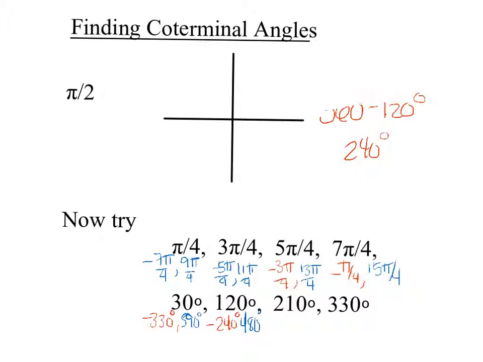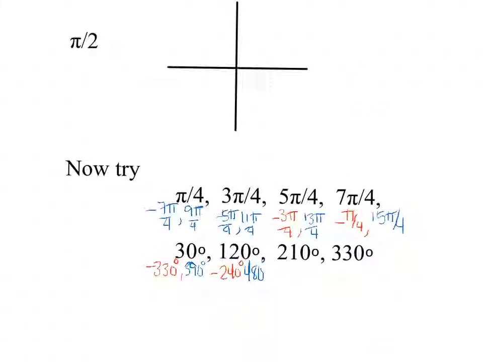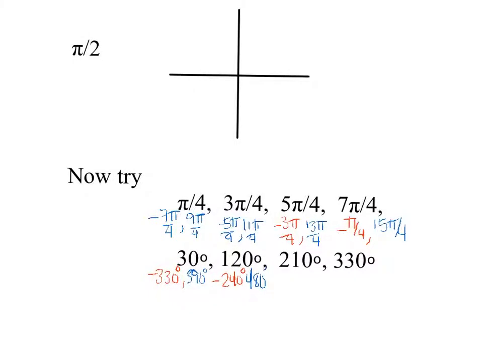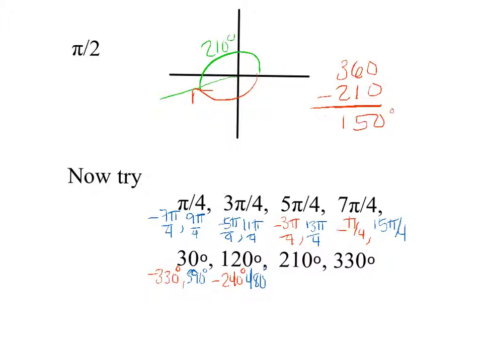Let's do 210. Okay, so 210 degrees, that's going to be after 180, just a little bit. So this will be 210 degrees. If I want to look at the negative version, I'm going to have 360 minus 210 degrees. So I get 150 degrees, negative 150.